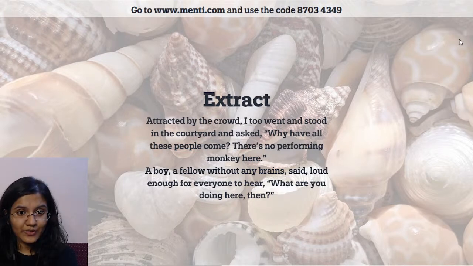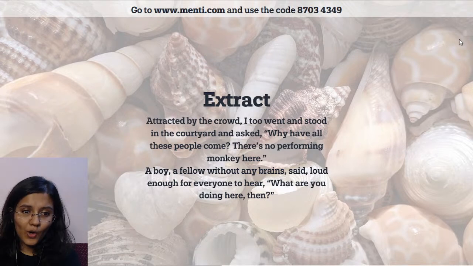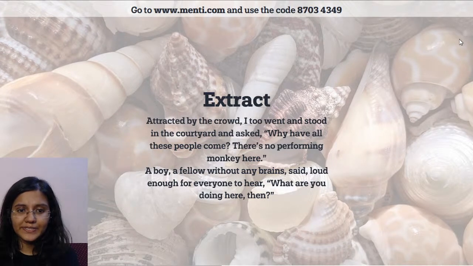Attracted by the crowd, I too went and stood in the courtyard and asked, why have all these people come? There's no performing monkey here. A boy, a fellow without any brains, said, loud enough for everyone to hear, what are you doing here then?